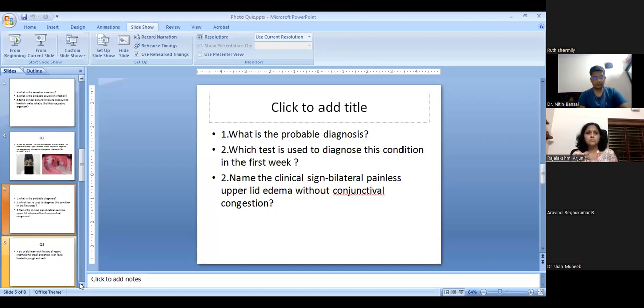Usually, one of the features which helps us in differentiating diphtheria from IMN is the presence of transaminitis. Usually in diphtheria, the transaminitis won't be there.